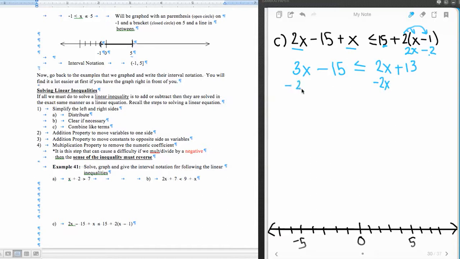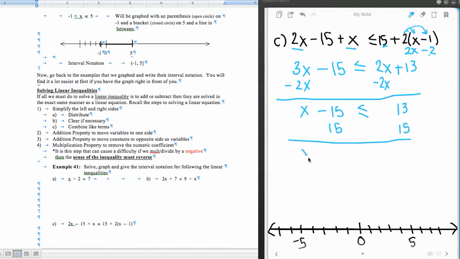Then we'll move the variables, so add the opposite of 2x to both sides to move that over to the left so I can keep it in standard form. Not necessary, of course, but it does make it nice. x minus 15 is less than or equal to positive 13. And now I'm going to add 15 to both sides, and now I'm going to have x is less than or equal to 28.